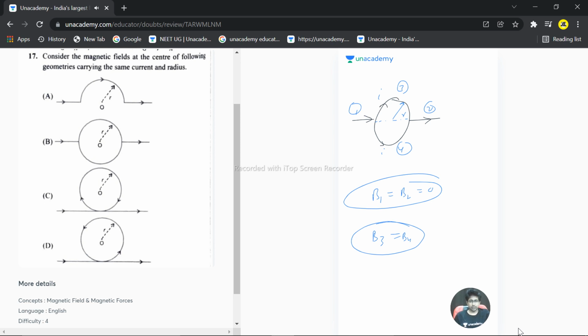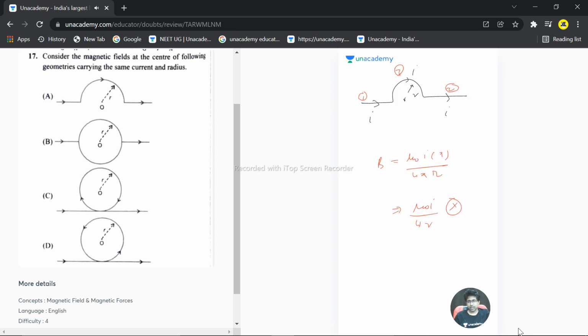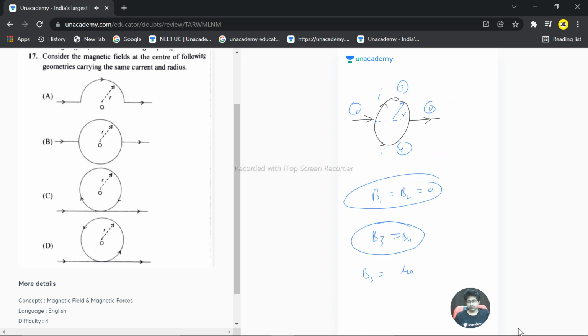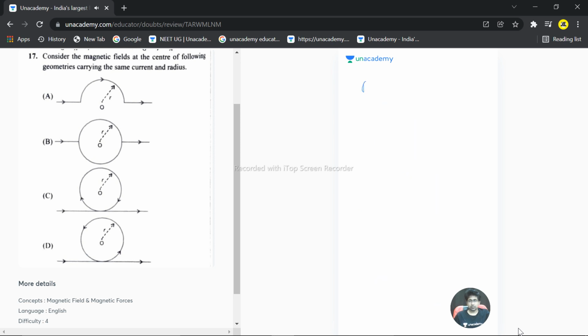Because of the 3, that value is same as here, mu naught I by 4r, but it's cross. And because of the fourth one, it's mu naught I by 4r, it's dot. So B3 and B4 cancel out each other. Overall magnetic field is 0 at the center. Let's solve the third case. So that's the figure we have. Current is flowing like this, and the current is flowing like this.